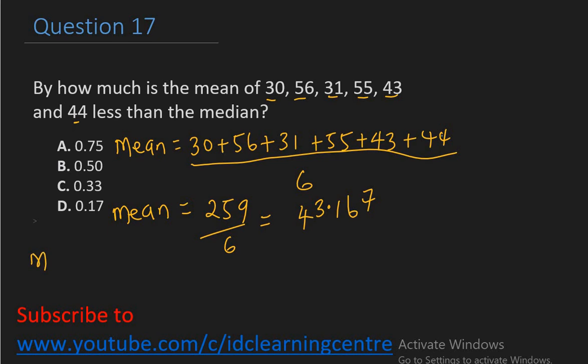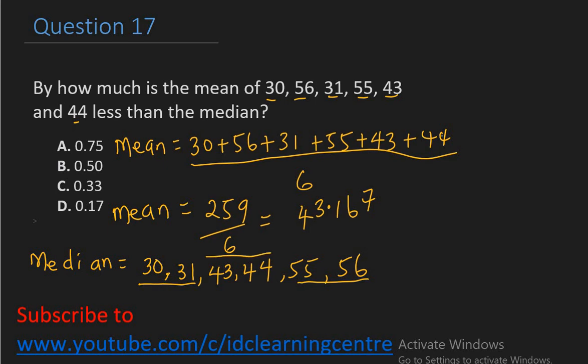Now let's get the median. For the median, you simply arrange from the smallest to the biggest or biggest to the smallest and pick out the middle term. So from the smallest you have 30, 31, 43, 44, 55, and 56. Let's get the middle one.